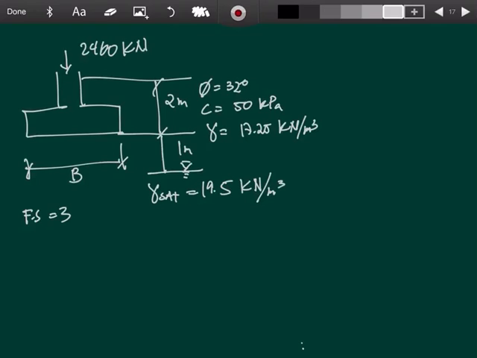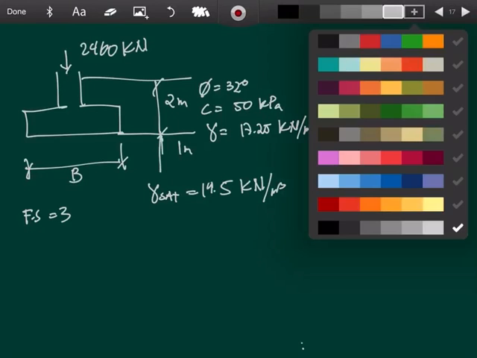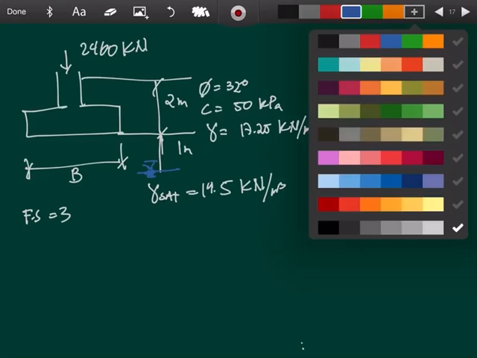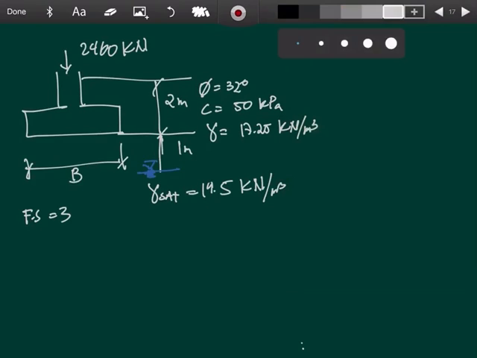Okay, so wait lang. Ibahin naman natin yung kulay ng ating groundwater table para makita ang groundwater table nga. Gawin nating blue. Okay, so andito ang ating groundwater table. So 1 meter. So groundwater table yung kulay blue dyan, ha. So gamma sat is 19.5 kilonewton per meter cube.